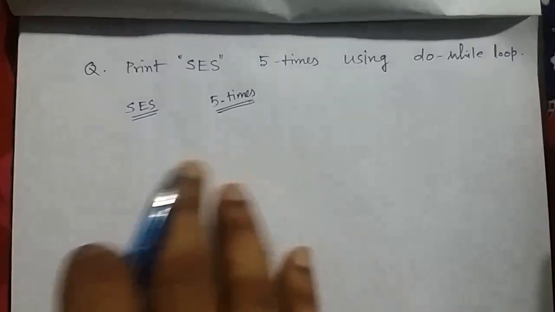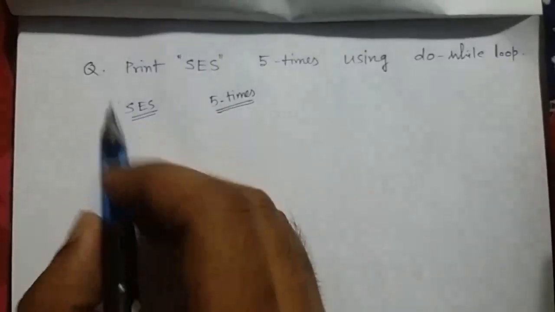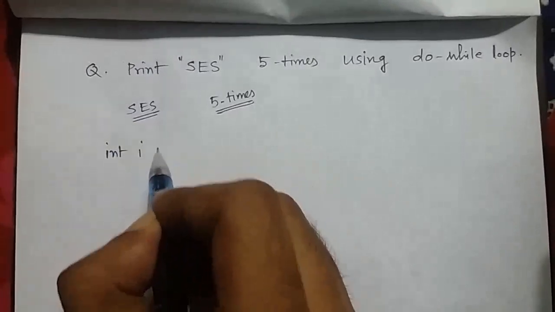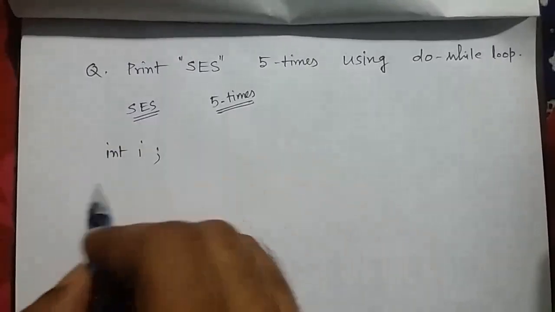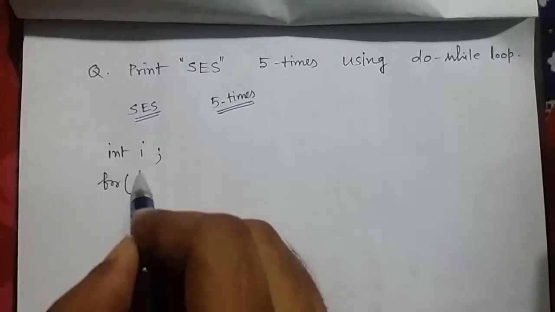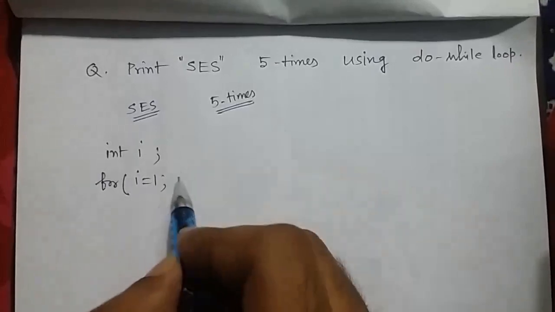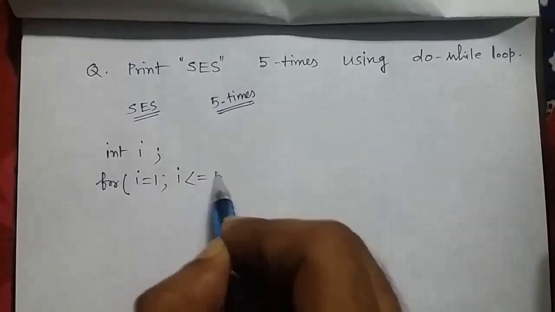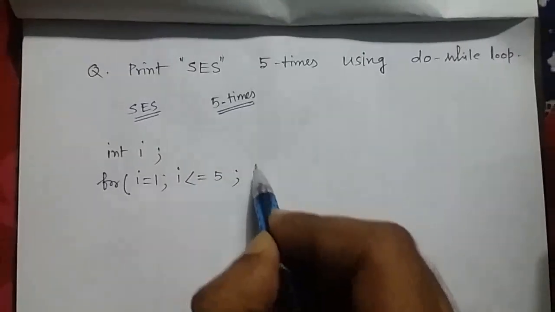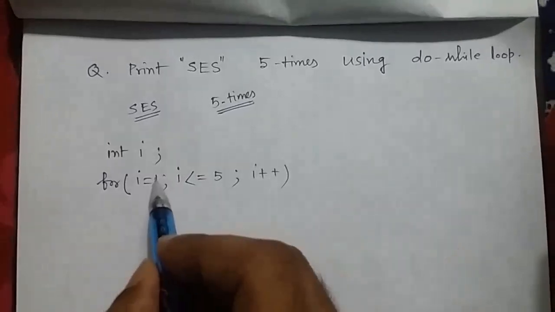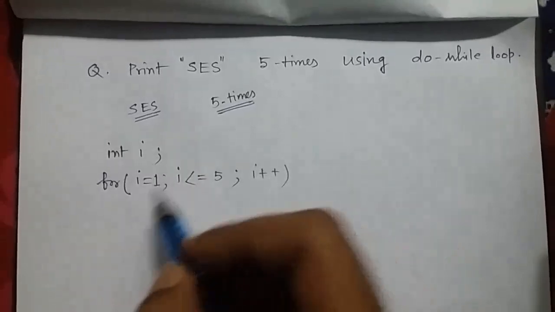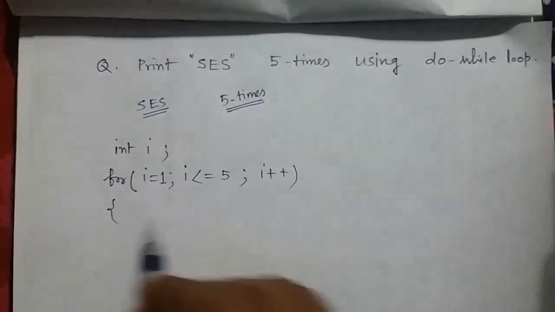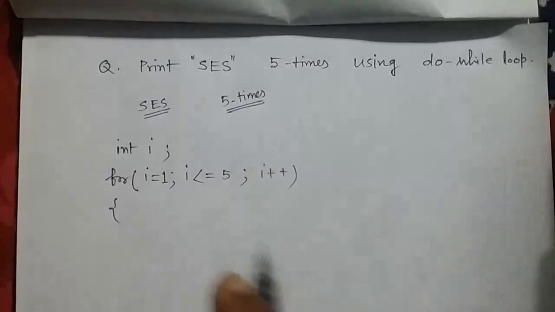So if this program was performed using the for loop, then what will be the code segment using for loop? So int i, a loop control variable, is declared, then for i equals 1, the initialization expression, then i less than or equal to how many times? 5 times. And i++, as it is a forward loop, the value of the counter variable is increasing from 1 to 5. Okay, and here what is our task? To print ACS 5 times.